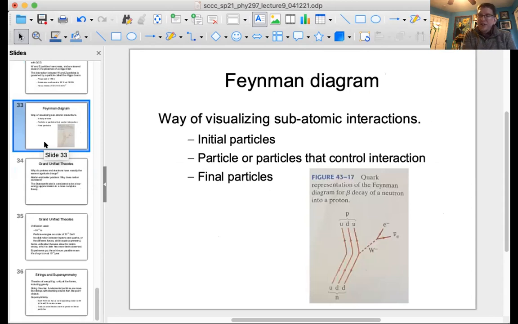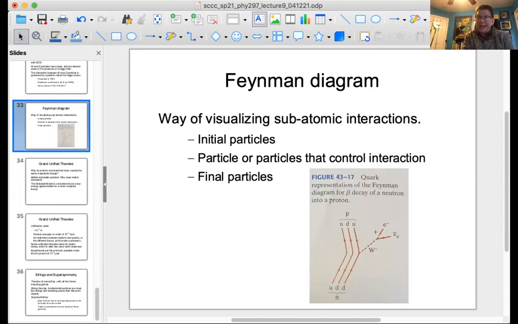So Richard Feynman had a way of visualizing the subatomic interactions that involved diagrams. You would start with whatever particles were involved. You would include whatever particle affected the interaction, and then you would get the byproduct.